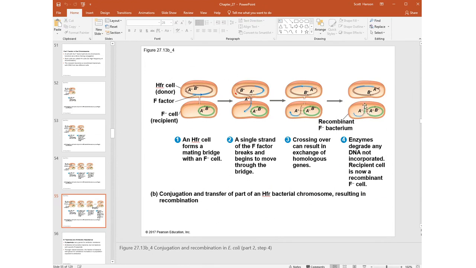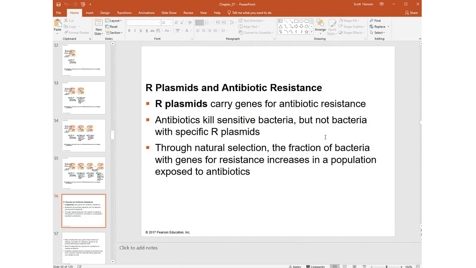Then enzymes degrade and break down the DNA that's not incorporated into the recipient cell. The recipient cell is now a recombinant cell. It's still F minus, but it's recombinant because it has this new A plus gene, plus maybe a couple other things as well. So that's conjugation.